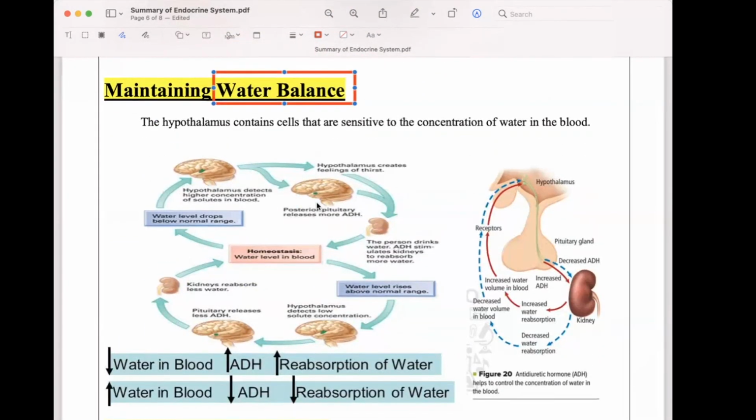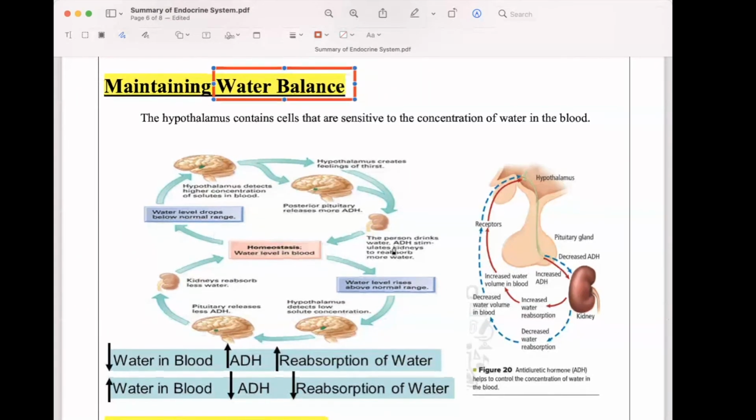This diagram in front controls the water. Whenever the water level changes, it comes back to normal. What type is it? It goes back to normal, so negative, because negative comes back to normal. Yes, it is a negative feedback mechanism.